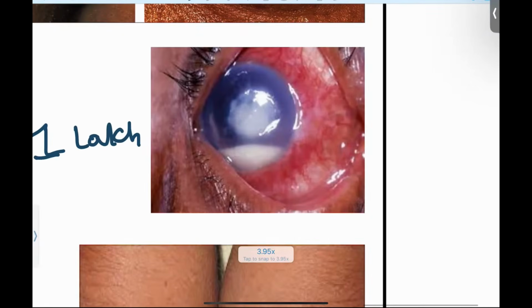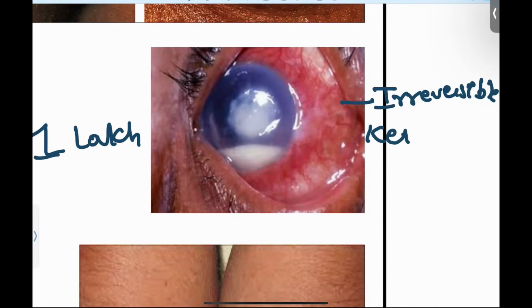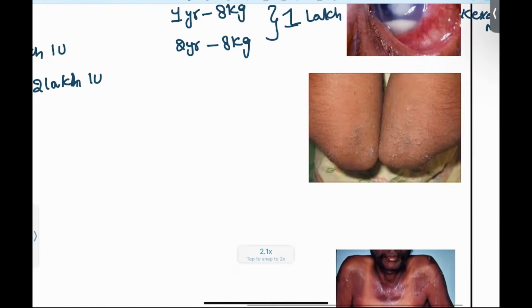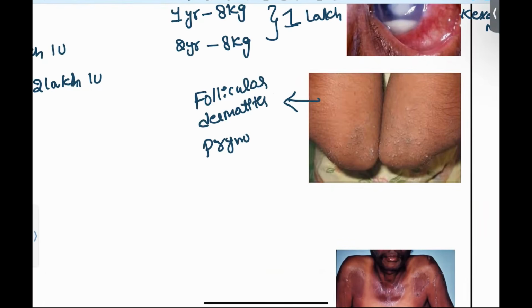So what is this condition? Here in the image, you can see this is an irreversible condition. We cannot reverse this condition. This is known as keratomalacia. A corneal ulcer is formed in patients with vitamin A deficiency. And this is another symptom that is commonly presented. This is commonly called follicular dermatitis or phrynoderma. Follicular dermatitis or phrynoderma is also seen in vitamin A deficiency patients.